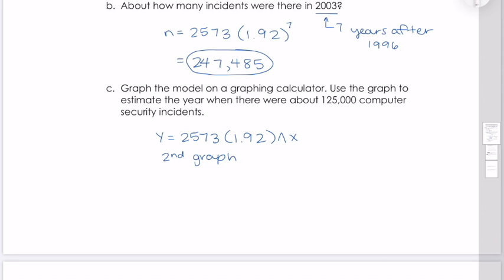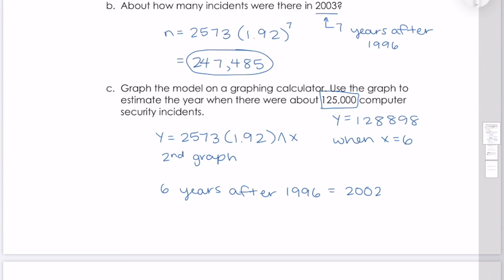Just writing out instructions. You might want to write these too for when you're doing your homework. You press second graph to get to table. You have a bunch of values for x and y. Now y is the number of incidents. X is the number of years. And so I'm looking for when y equals near 125,000. So when I scroll down on that table, I end up seeing that y is 128,000 when x is 6. So 6 years after 1996 would be 2002.